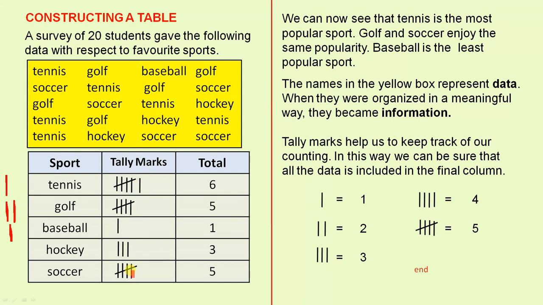When we've done that, we can see that this is what we ended up with. Now, what does this mean for tennis? Well, I'll show you what it means. For tennis, we went 1, 2, 3, 4. For the 5th one, we did that. That's a bundle of 5, and that makes our counting easy. We obviously saw 1 more for tennis. 5 plus 1 is 6. So that's how you do it. With golf, we only saw 5, so we counted the first 4, and the 5th one we did a stroke. That gives us our bundle of 5. So tally marks are a very good way of keeping track of our data so that we don't miss any. So that means 1, that means 2, that means 3, that means 4, and that means 5.